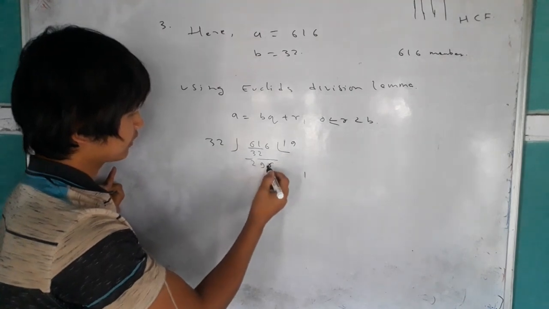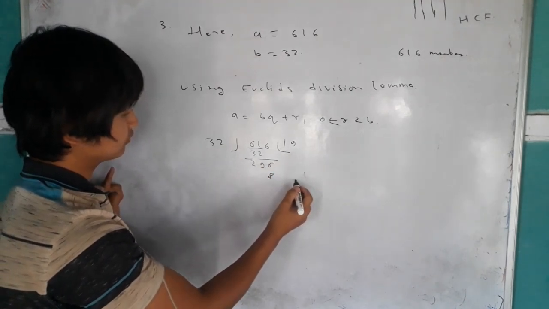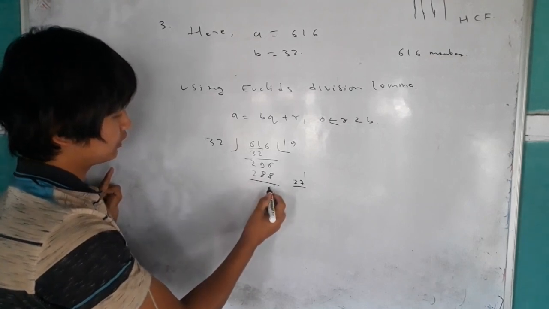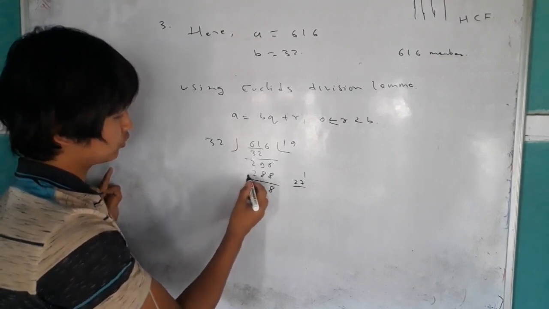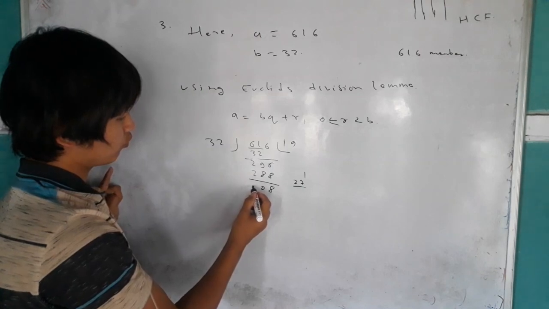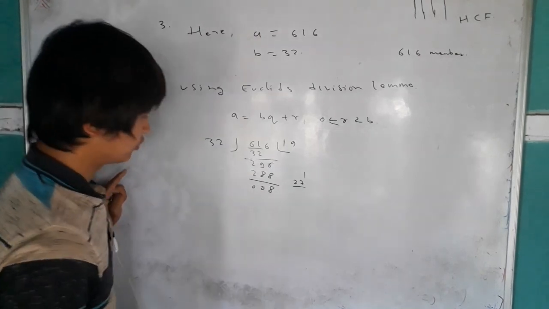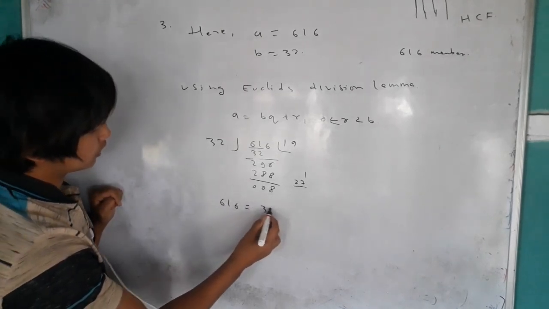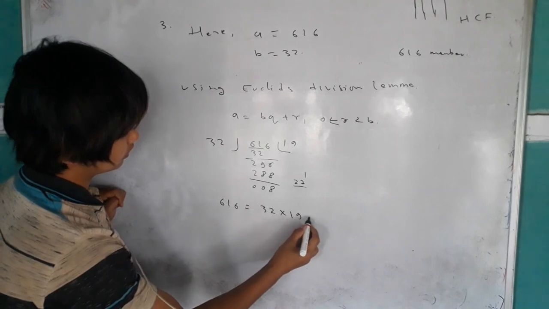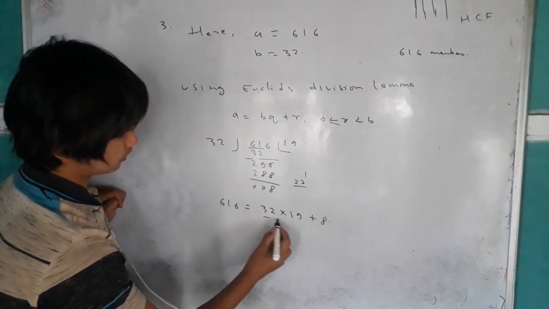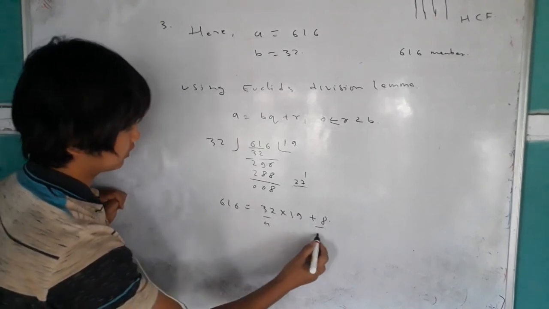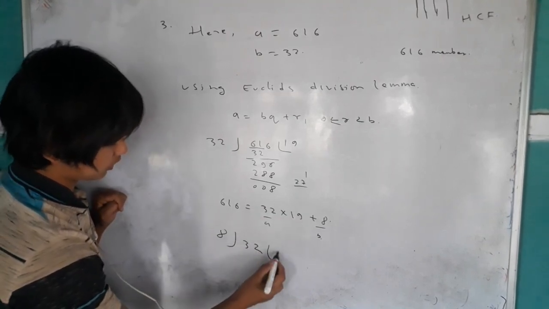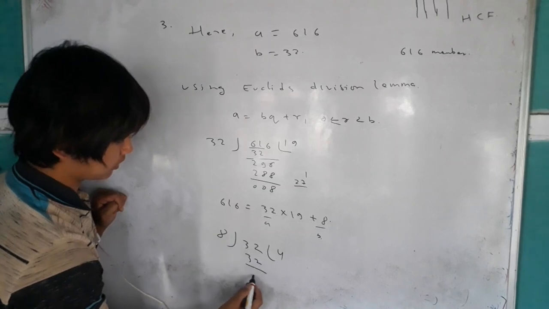Nine into 18, remainder 8, 1. To eat it, it will be 8. Means again you need to apply Euclid's division lemma. 96 equals 32 into 19 plus 8. This will be A, this will be B. 8 into 4 for the 32 and remainder is 0.